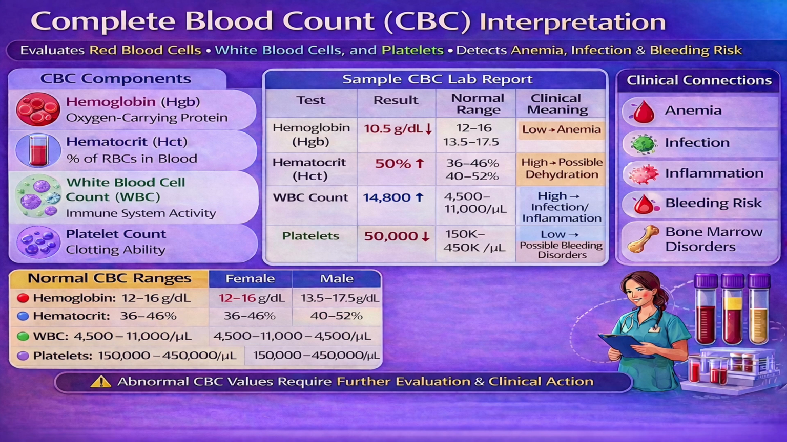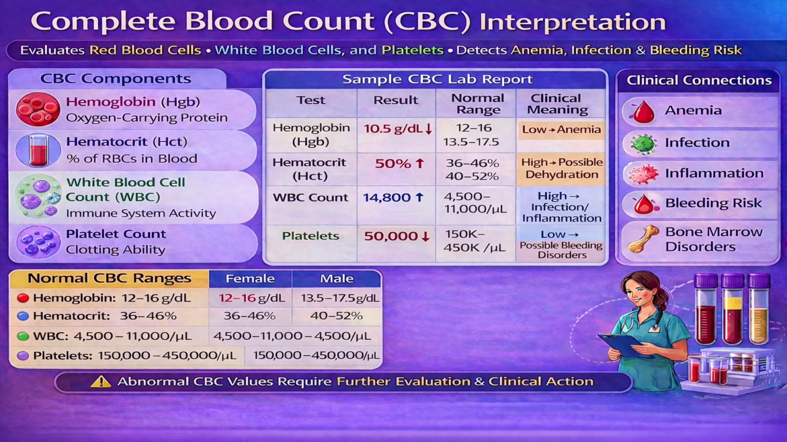Another critical component is platelet count, which reflects the blood's ability to form clots. Platelets play an essential role in hemostasis, the process that stops bleeding after vascular injury. Abnormally low platelet levels may increase the risk of bleeding disorders, while excessively high levels may increase the risk of abnormal clot formation. Normal CBC values vary slightly between females and males, particularly for measurements related to red blood cells.